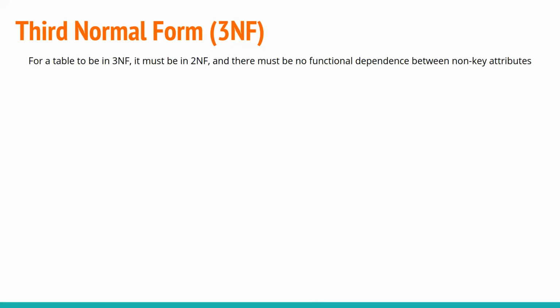So for it to be in 3NF, it must be in 2NF, because for it to be in 2NF, it must be in 1NF. So for it to be in 3NF, it must be in 2NF, which means it must also be in 1NF. So every single step implies the previous step as well. That's one thing to remember. But yeah, for a table to be in 3NF, it must be in 2NF.